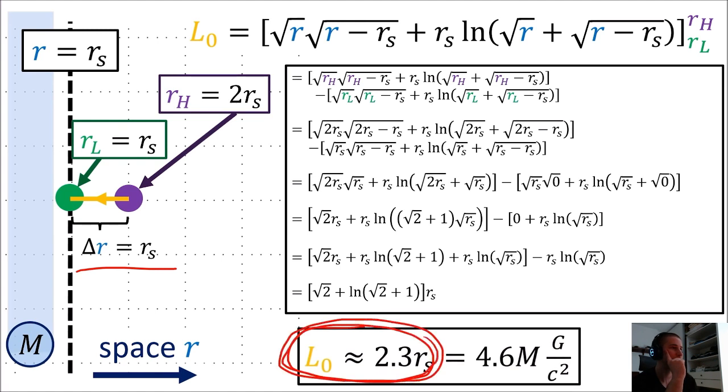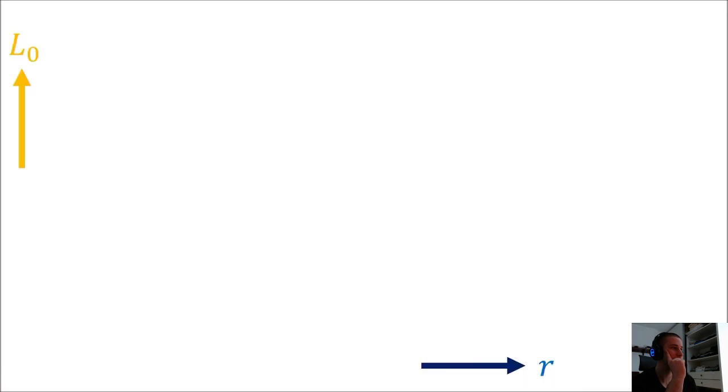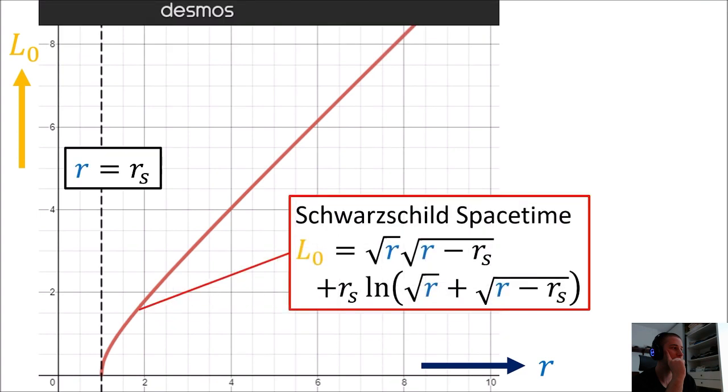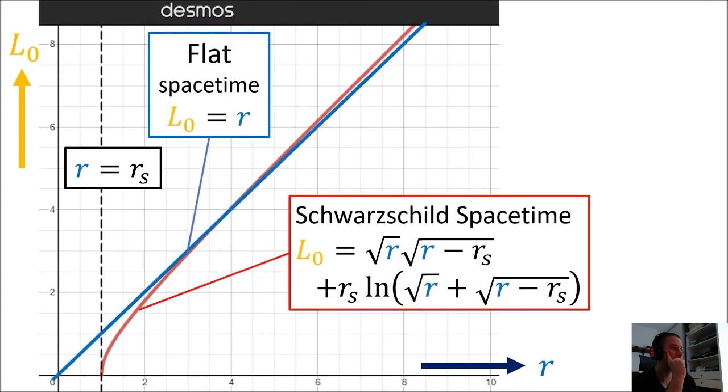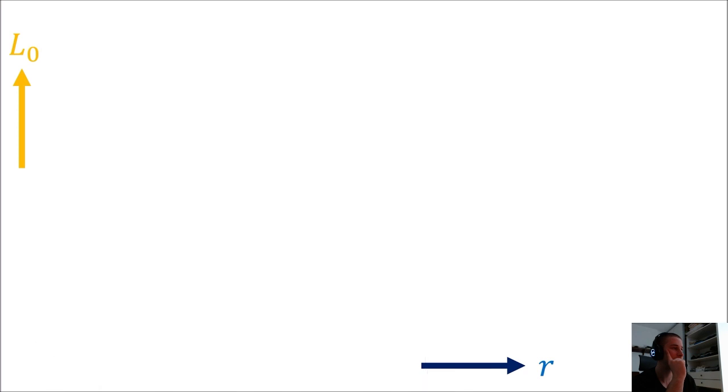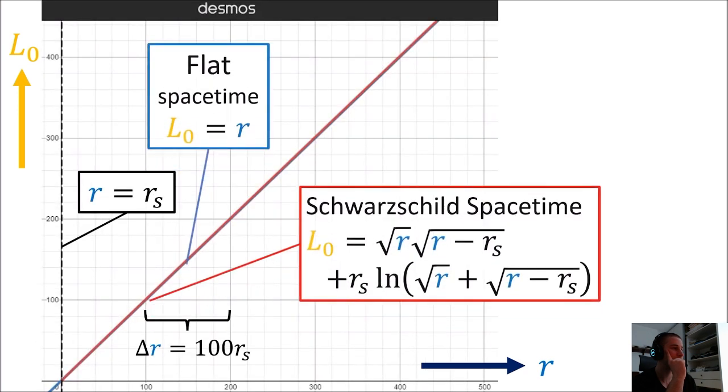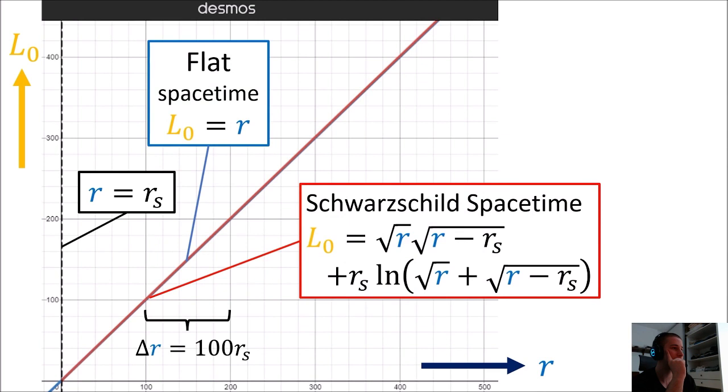So we can see that, as we approach the Schwarzschild radius, 1 unit of the r-coordinate is worth larger and larger amounts of proper length. If we plot this function for proper length and compare it to the flat space case where r equals proper length, we can see that there's an obvious difference near the Schwarzschild radius. But if we zoom out, at the scale of 100 Schwarzschild radii or more, there's very little difference between the r-coordinate and the actual proper length from flat spacetime.